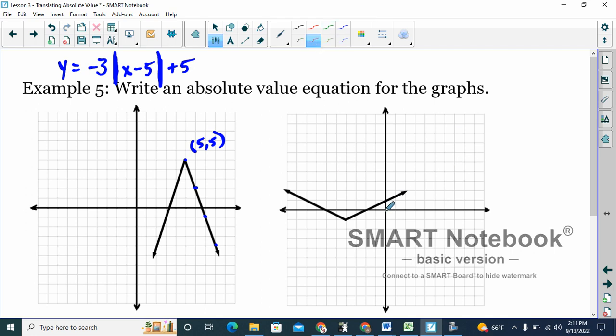The second one here, my translation is left 1, 2, 3, 4, down 1. So y equals, I've got absolute value because it's a V. I need to go left 4, x plus 4, down 1, minus 1. And this V opens up, so it's going to be positive with a slope of up 1 over 2.